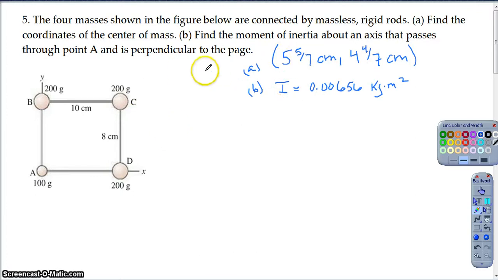But for part A, hopefully it's not too bad, right? Find the coordinates of the center of mass. So again, for part A, all we really have to do is find the x position for the center of mass, and we've got to find the y position.